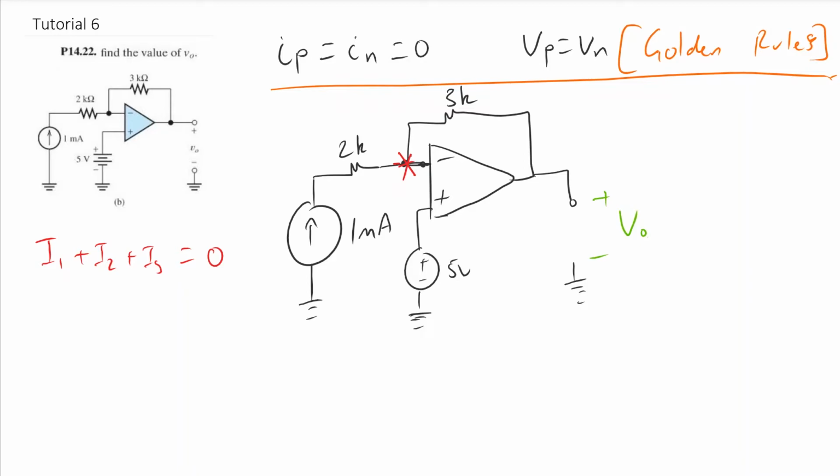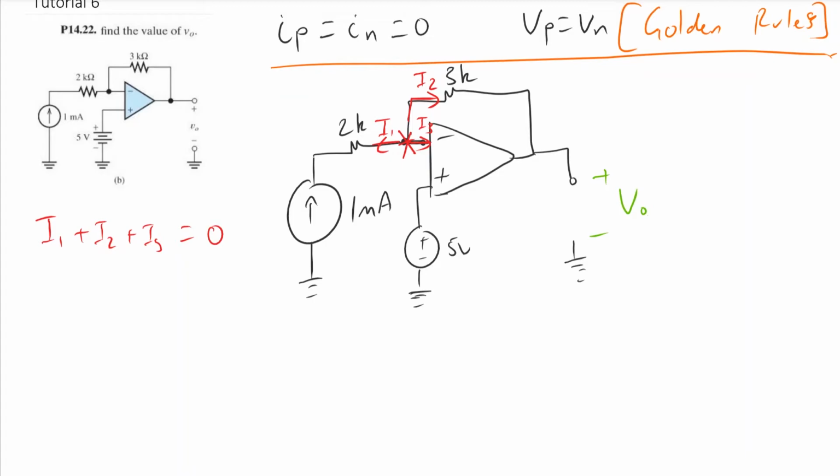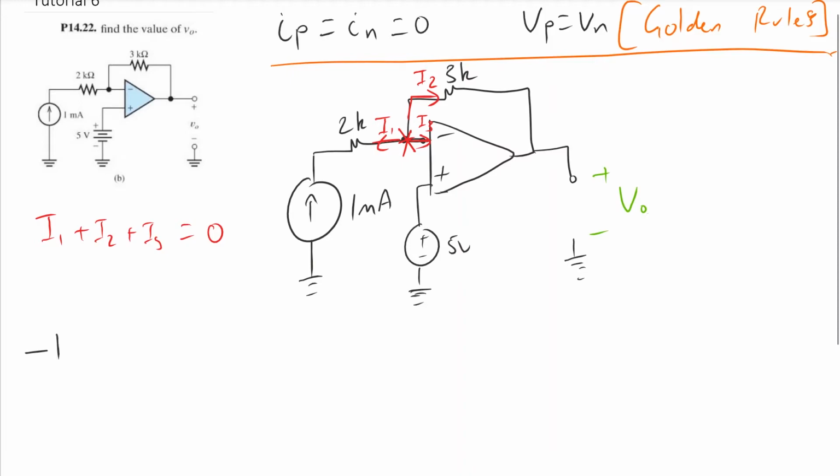So we have a current here leaving from this node going to the left, which we might call I1. Current going up and to the right, which we can call I2. And then we have this current going into the op-amp, which is called I3. So we can add them together. What do we know about these currents here? Well, if we look at current I1, I have 1 milliamp coming the opposite way to what we've labeled I1. So I can say I1 is negative 1 milliamp.